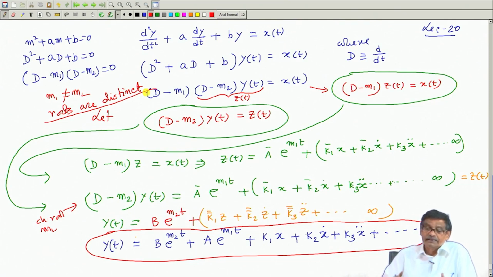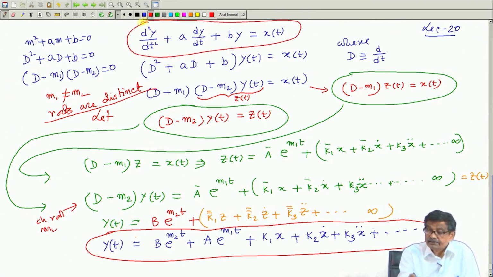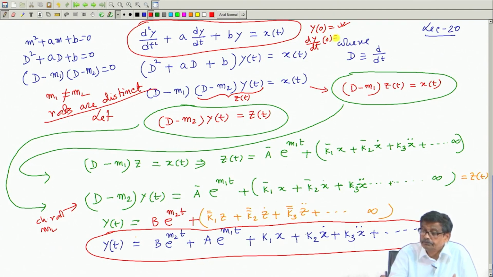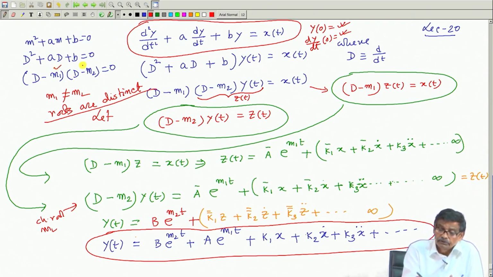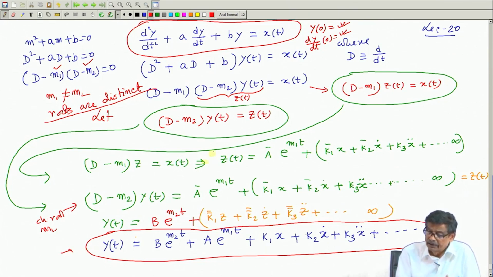Therefore, what is the thing? If the roots are distinct, writing down from this differential equation, it is given, and this time two boundary conditions must be given. Y 0 will be given, dy dt at 0 will be given. So, this is the differential equation. I will only find out the characteristic root and straight away come to this line. Those things you do not have to repeat, I mean no point, and the rule is once again same.